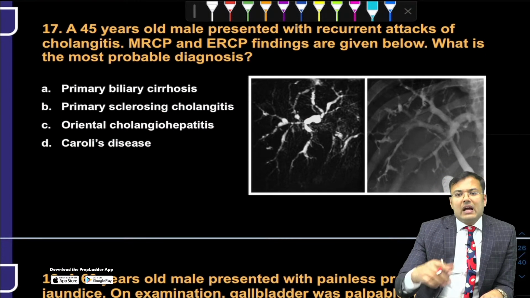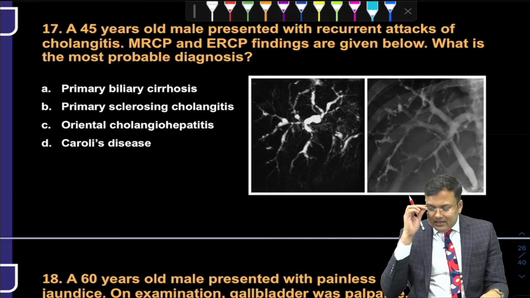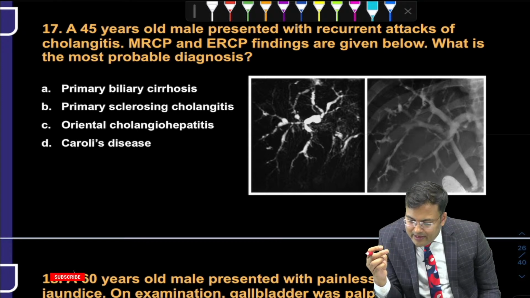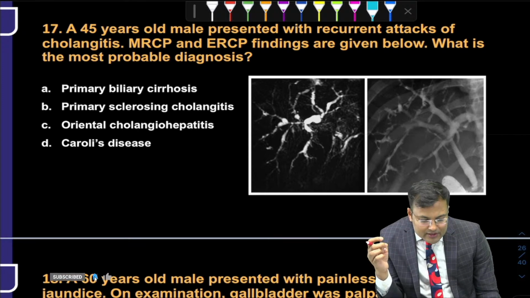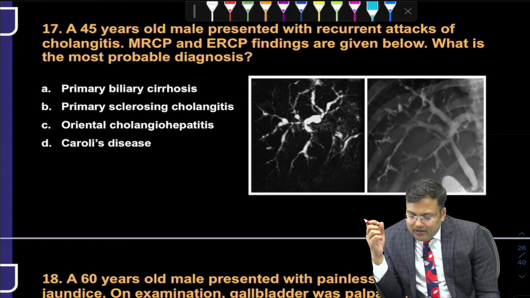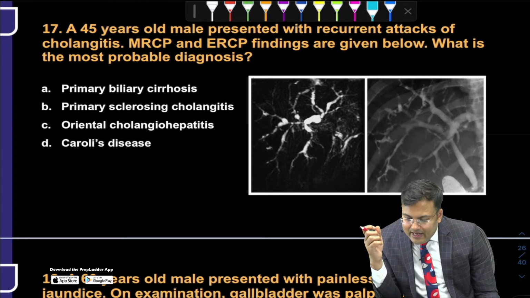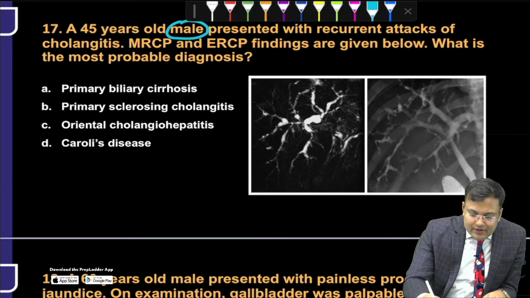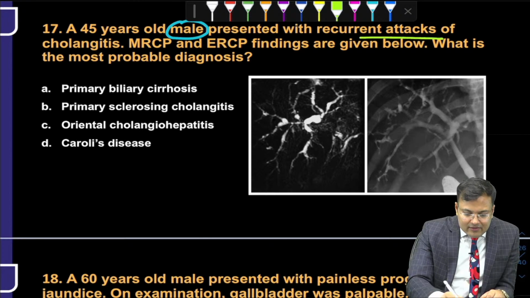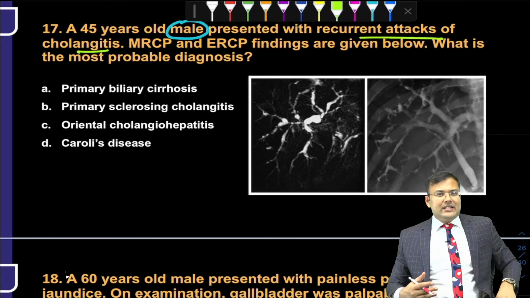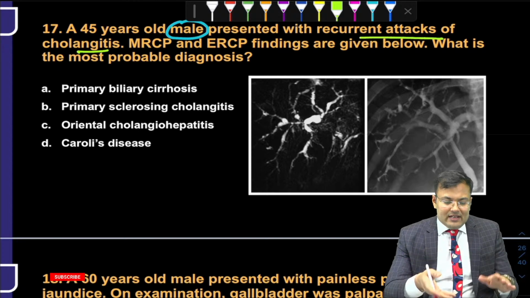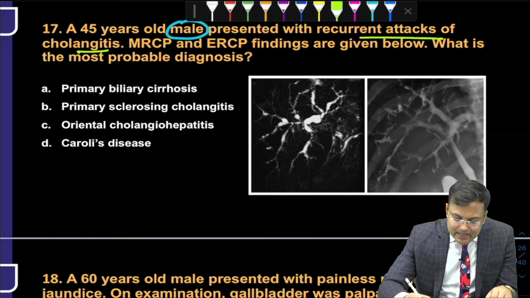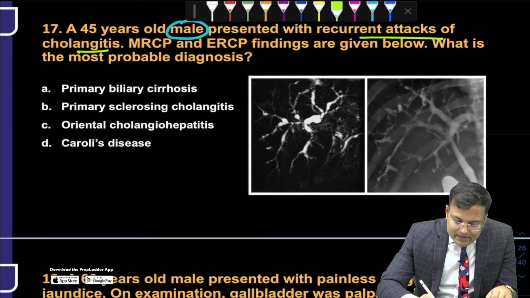Again, similar questions were asked in medicine, radiology, pathology and surgery. Again, it's an integrated question. Very good, all of you are correct. A 45 years old male presented with recurrent attacks of cholangitis. So the term is self-explanatory. There are recurrent attacks of cholangitis, and it is already hidden in the diagnosis. MRCP and ERCP image is given below. So here what you can notice is stricture and dilatation.